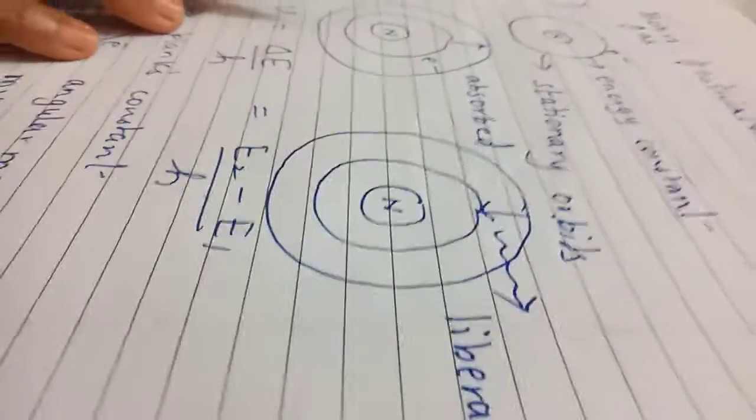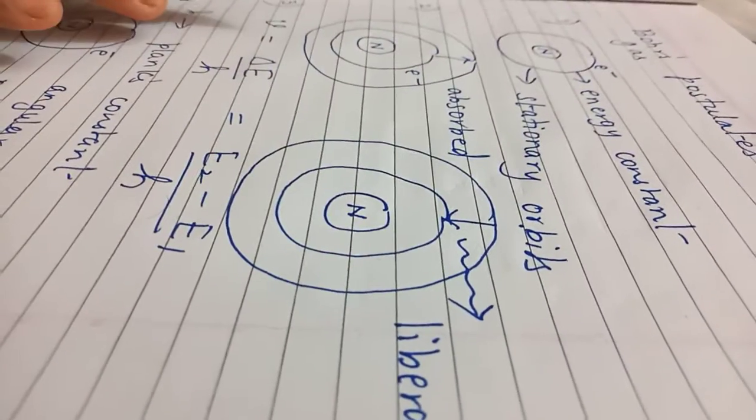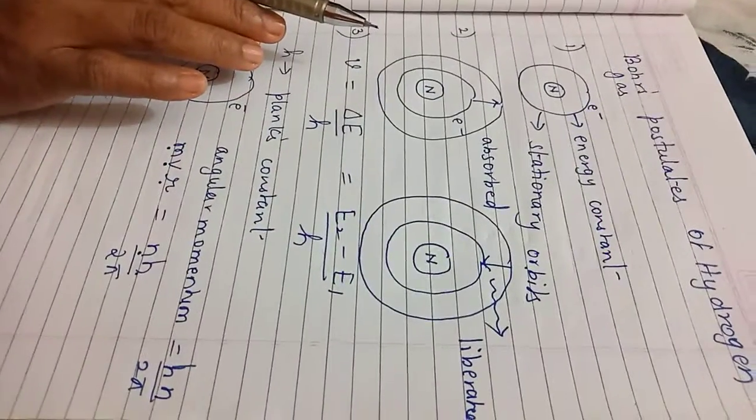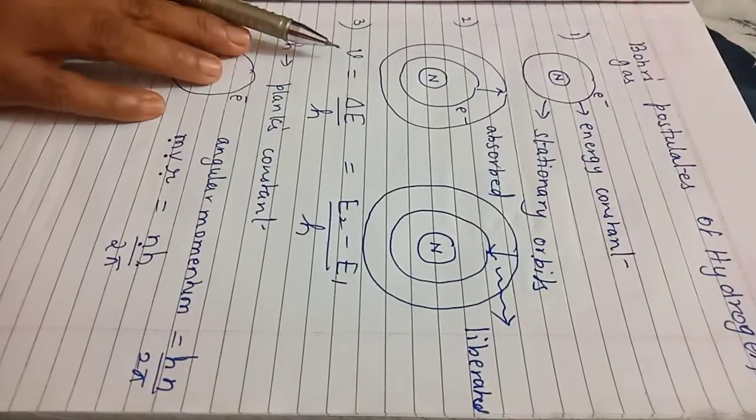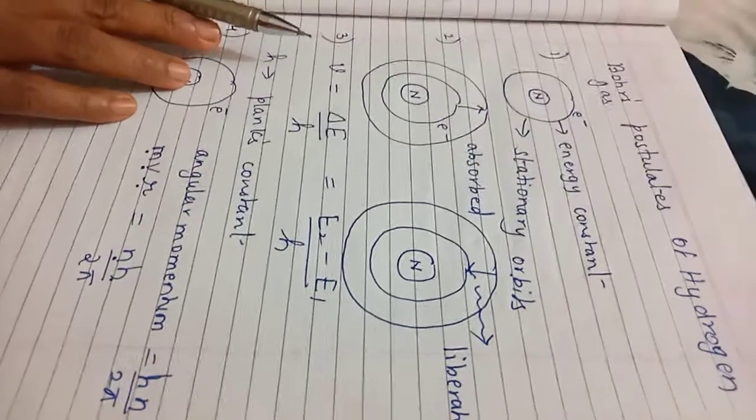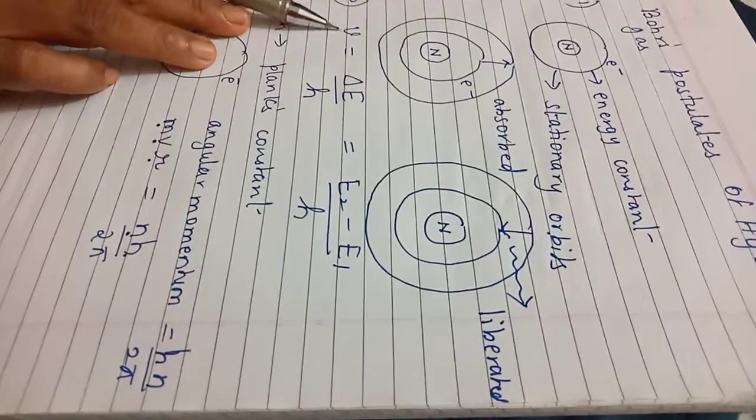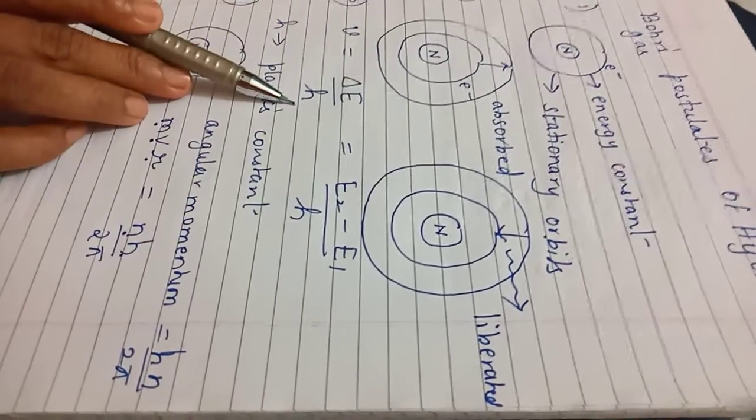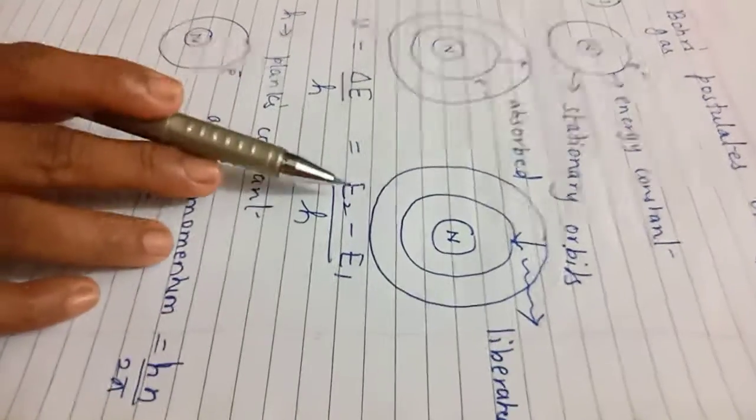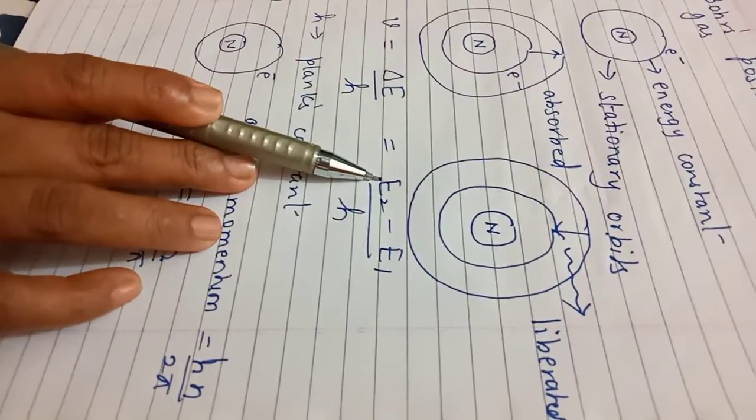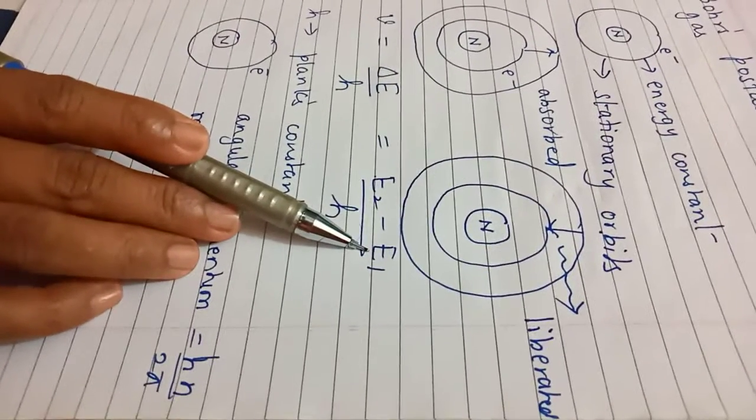When the electron jumps from the lower to higher orbit, energy is absorbed. When the electron jumps from higher to lower orbits, energy is liberated. When the energy is absorbed or liberated, the frequency of that energy is given by nu is equal to delta E upon h. Delta E is the difference between the energies of the orbits. E2 is the energy of the higher orbit and E1 is the energy of the lower orbit.